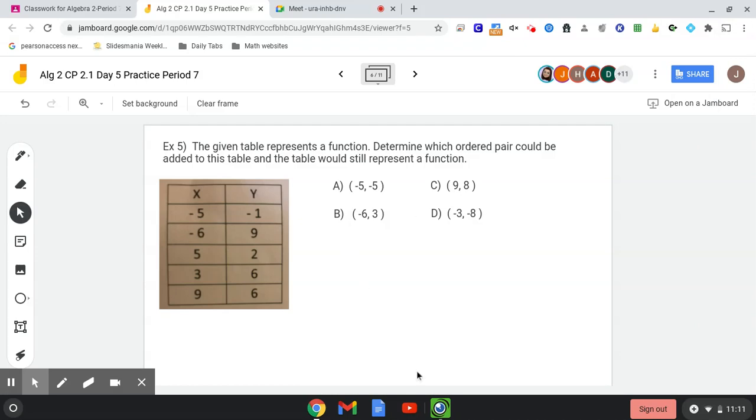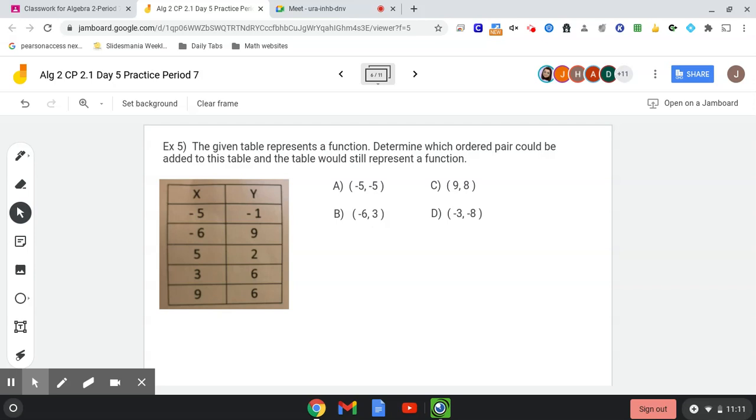So again, which ordered pair could you pick to be added to this table and it would still represent a function? So if I can give you a clue, don't pick A, because that means that when -5 goes in, -5 comes out. And we already know when -5 goes in, -1 comes out of this function. So this would not make it still a function.